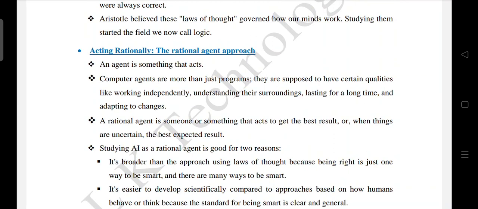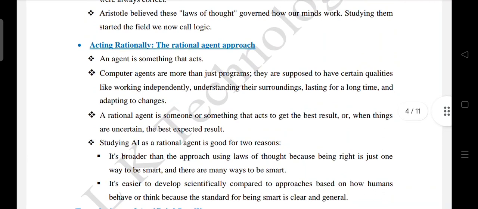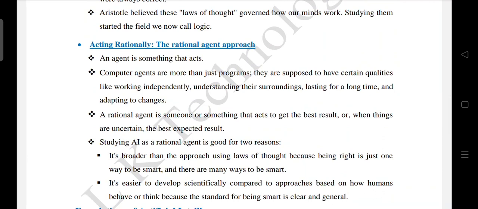A rational agent is someone or something that acts to get the best result, or, when things are uncertain, the best expected result. Studying AI as a rational agent is good for two reasons. It's broader than the approach using laws of thought because being right is just one way to be smart, and there are many ways to be smart. It's easier to develop scientifically compared to approaches based on how humans behave or think because the standard for being smart is clear and general.